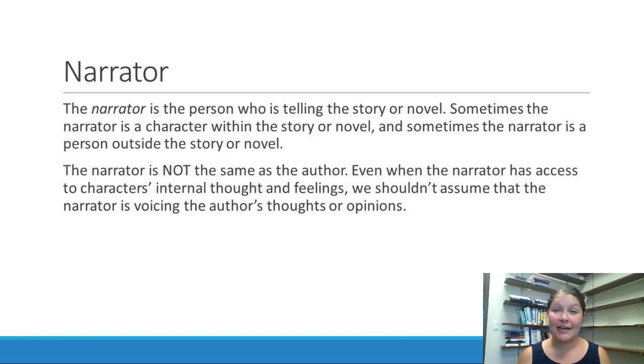I'm going to begin by talking a little bit about the term narrator. The term narrator refers to the person who is telling a story or a novel. Sometimes the narrator is a character within the story or the novel, and sometimes the narrator is a person who's outside of the story or the novel.